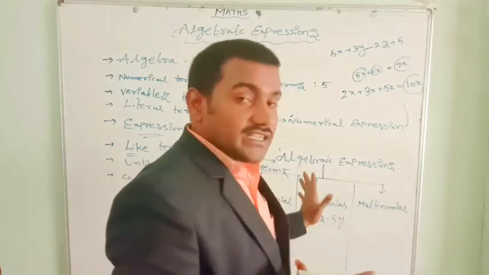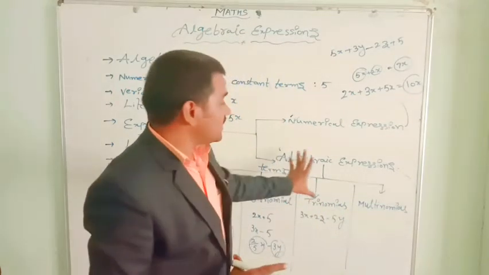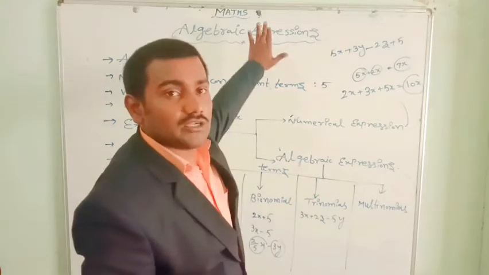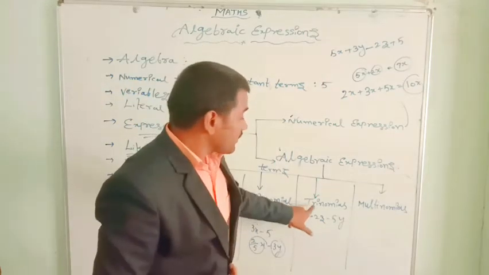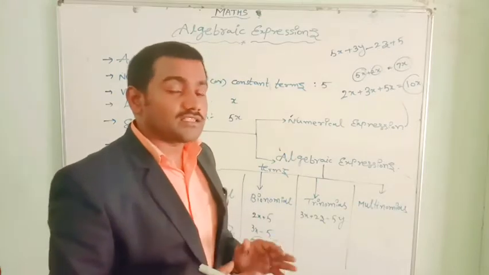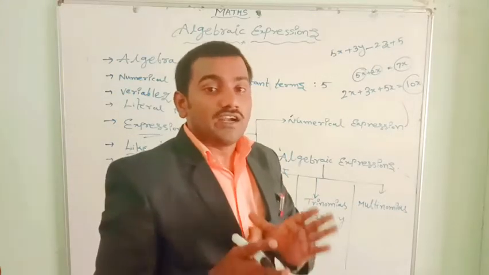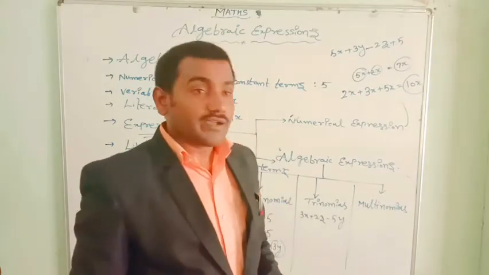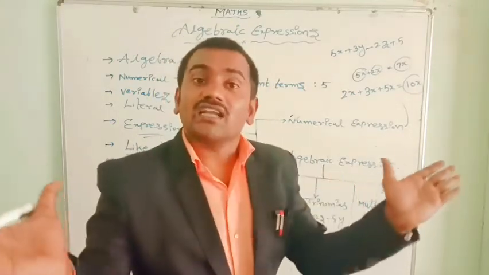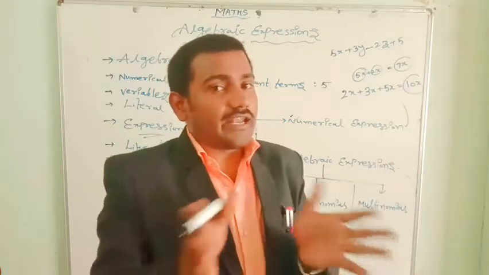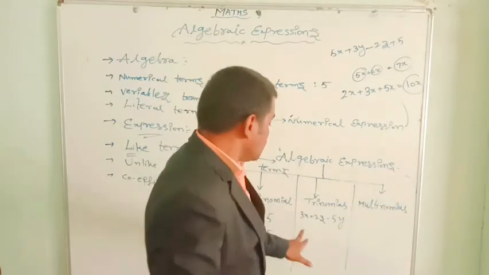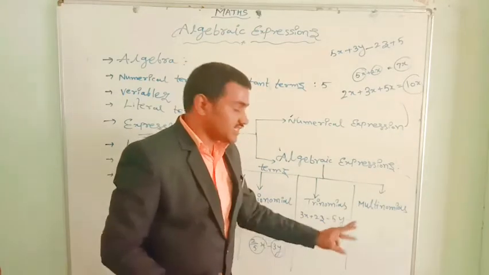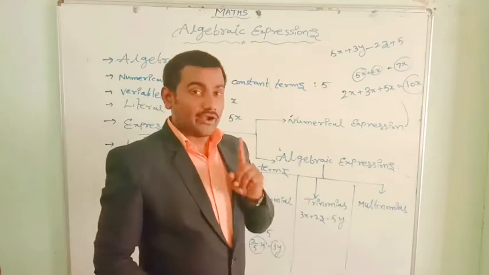But in this video we just learn the definitions of binomial, trinomial and a complete introduction to algebraic expressions. Okay, trinomials. If an algebraic expression contains three unlike terms, it is known as a trinomial, because unlike terms cannot be added or subtracted. So 3x plus 2z minus 5y contains three terms, so it is known as a trinomial.